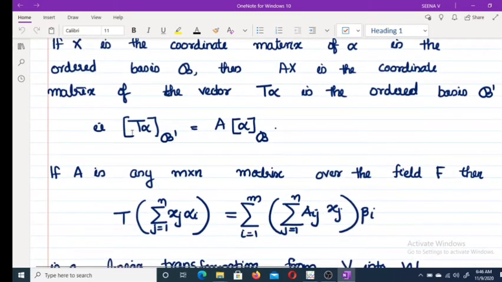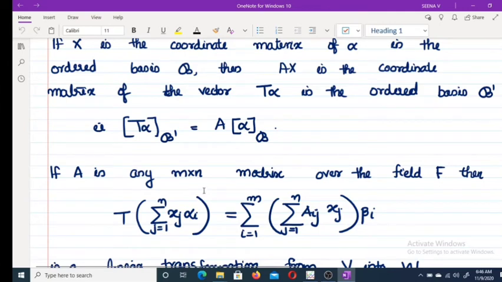Okay, so the matrix of T alpha related to the basis B dash is equal to A into the matrix of alpha related to the basis B. Okay, so one part is over. Now, if you take any A as an n by n matrix, and if we define T of some alpha, you can express it like this: T alpha equal to sigma i equal to 1 to n, sigma j equal to 1 to n, Aij, xj, beta i. Then we can easily prove this T is a linear transformation.